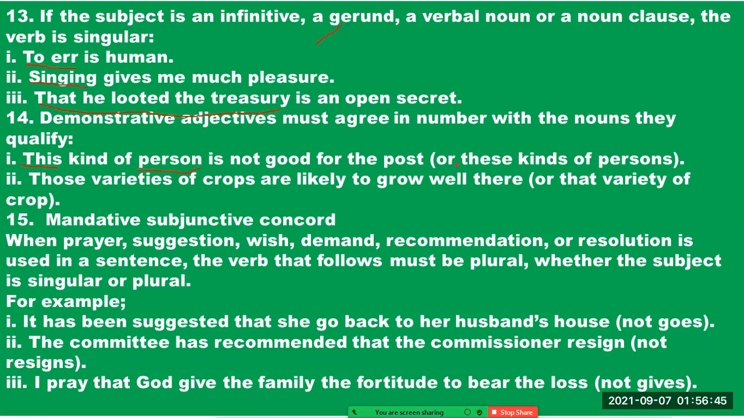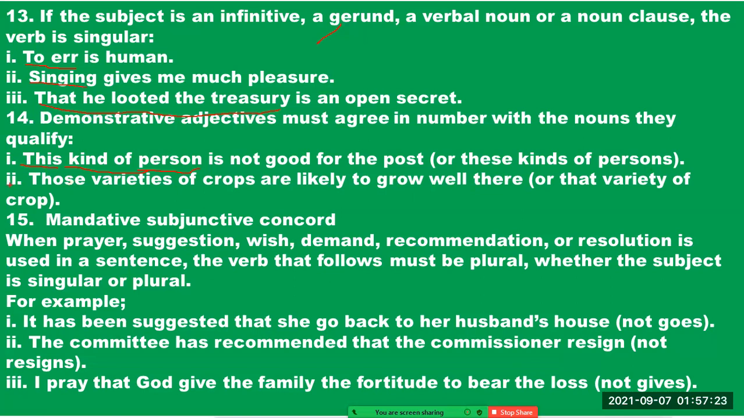If we should be talking about kinds of persons and no longer kind of person, then if we pluralize this, we also have to pluralize the demonstrative adjective. For example, these kinds of persons. On the other hand, we have this kind of person. So that is the rule.